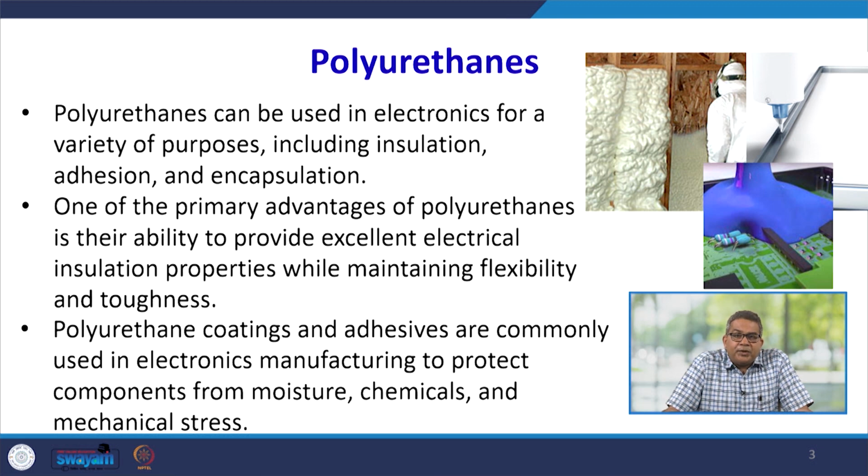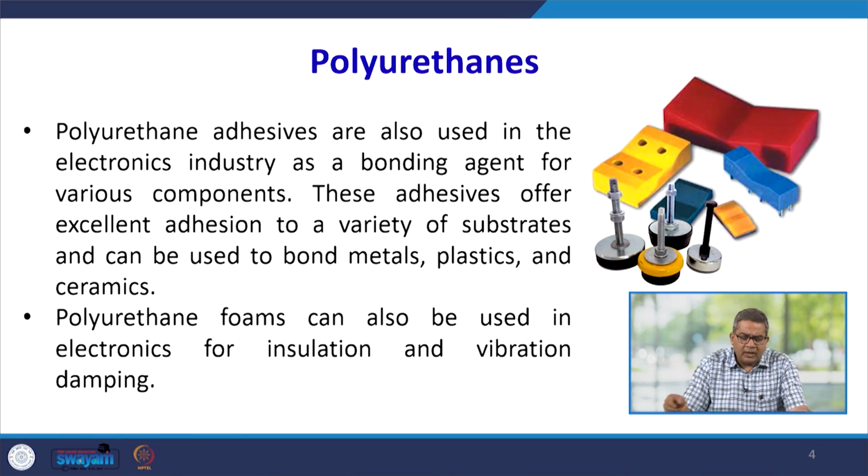Now, polyurethane coatings and adhesives are commonly used in electronics manufacturing, especially to protect components from moisture, chemical and mechanical stress. These adhesives are also used in the electronics industry for bonding various components. They offer excellent adhesion to a variety of substrates and can be used to bond metal, plastic and ceramics, because sometimes you need to join metal and plastic in electronic applications. Polyurethane adhesives are the best candidates in this respect.